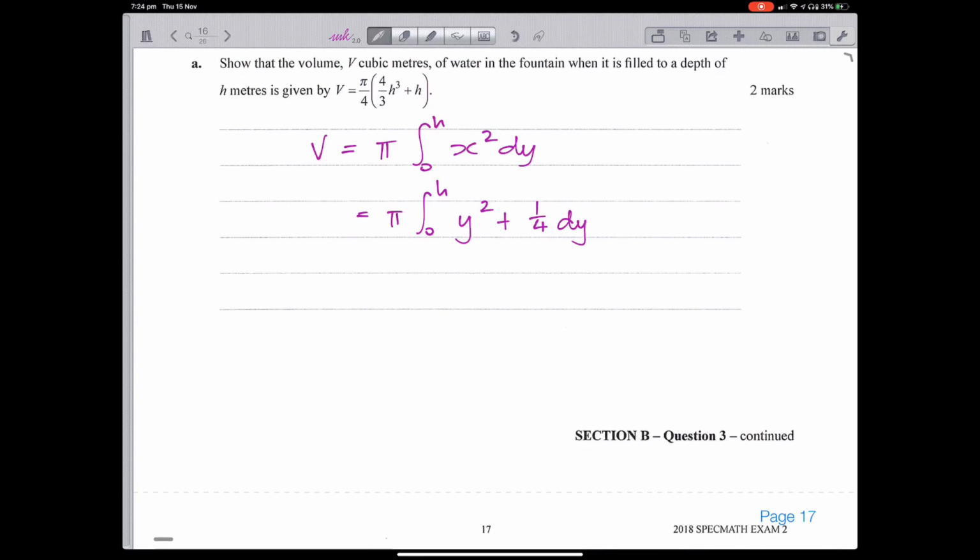So let's integrate it. So I'm going to get pi, y cubed on 3 plus y on 4, between h and 0. Of course, we're going to get pi, h cubed on 3 plus h on 4. Okay, we're going to take out a 4, so pi on 4, 4h cubed on 3 plus h. That's our volume.